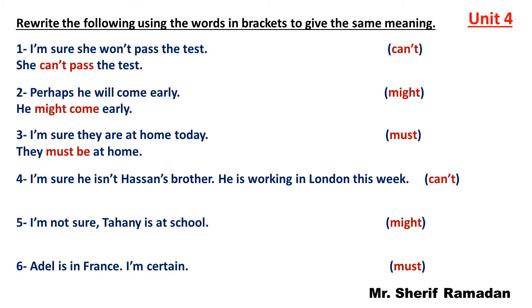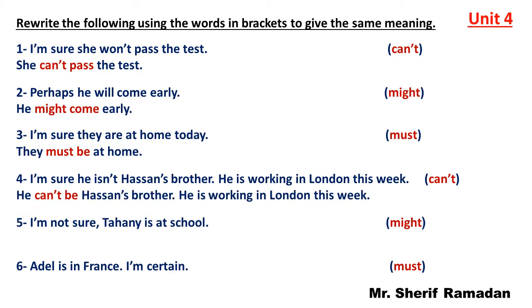I am sure he isn't Hassan's brother. أنا متأكد إن ده مش أخو حسن. He is working in London this week. يعني هو بيشتغل في لندن هذا الأسبوع. يبقى he can't be Hassan's brother. He is working in London this week. بكمل باقي الجملة عادي.